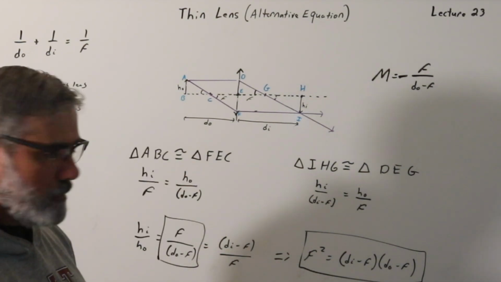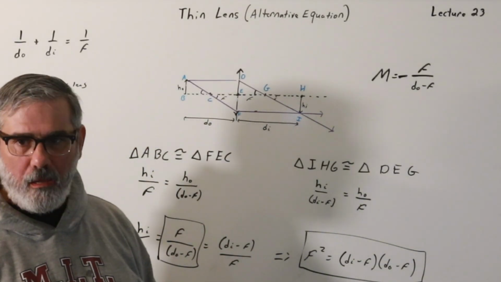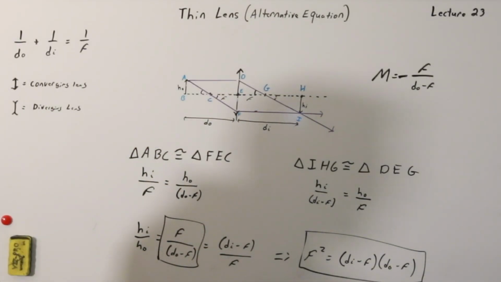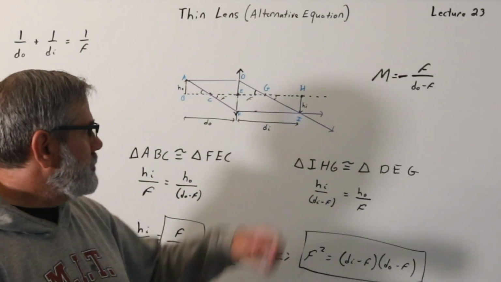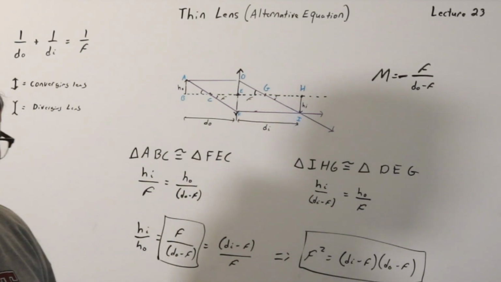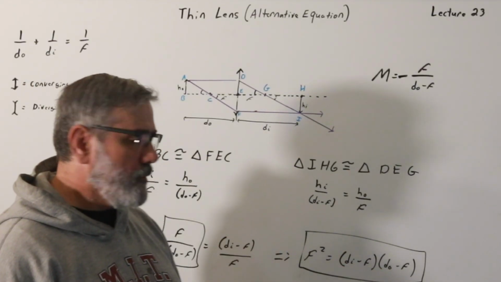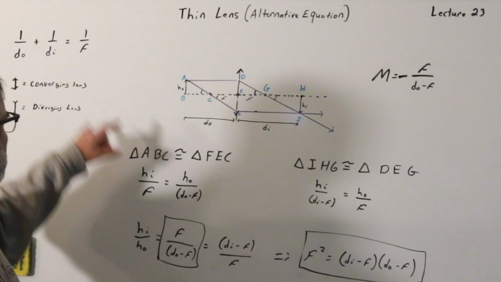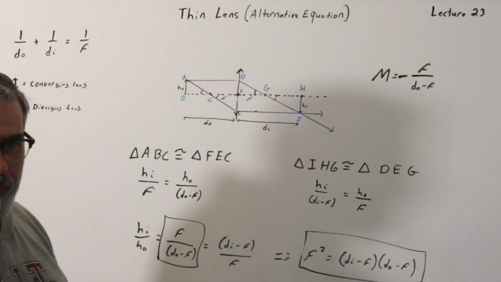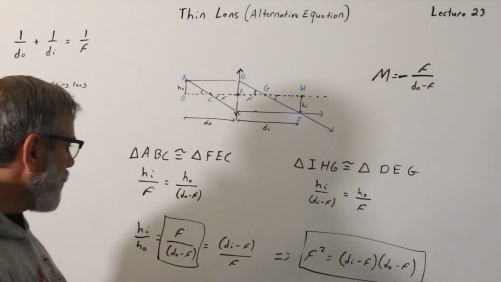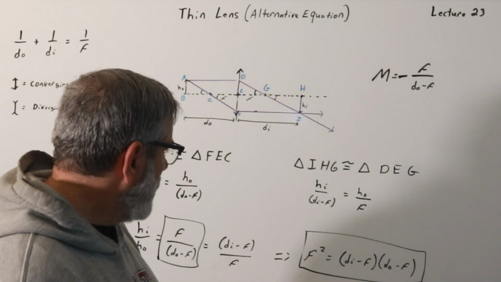Any questions? This and this are just two forms of the same thing. Might leave it as an exercise to show that that's the case. Okay, it's just a little algebra. But this can sometimes prove to be useful. Take that there. f squared equals dI minus f times dO minus f. Is that the same as 1 over dO plus 1 over dI equals 1 over f? Yes. Okay.